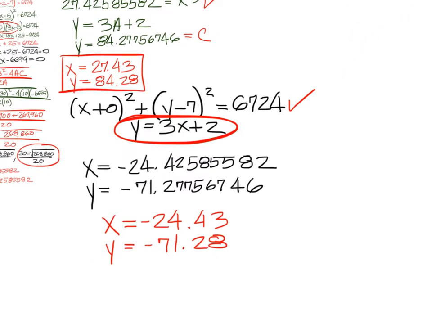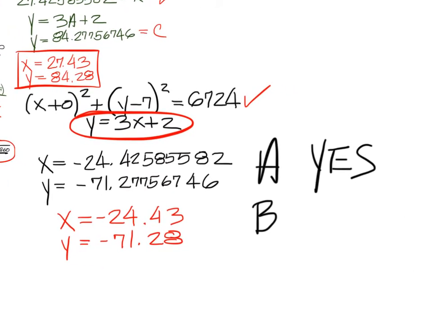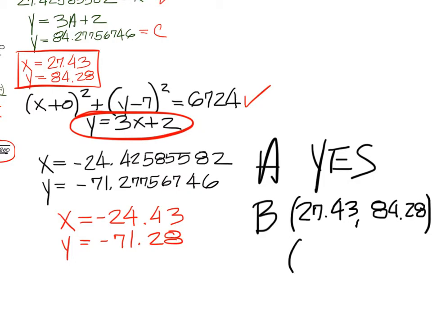So here are your answers. First, A is yes. It does cross the pond in 2 places. And then for B, your coordinates, you can write them like this. You can write 27.43, comma, 84.28. And then the other set of coordinates, negative 24.43, comma, negative 71.28. Sloppily written, but you can tell.